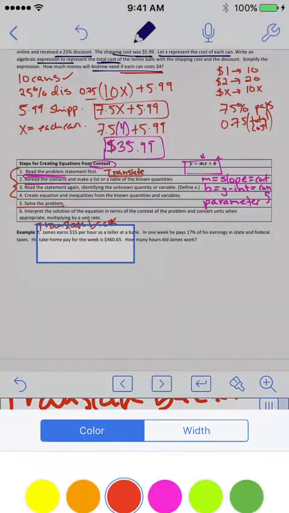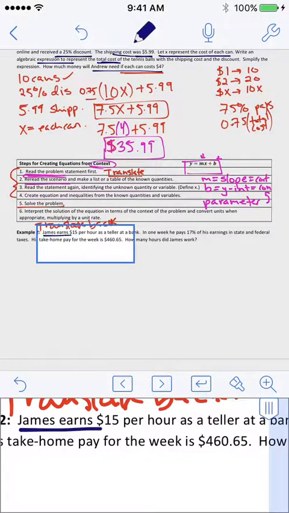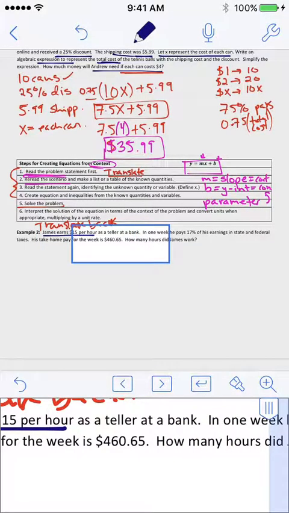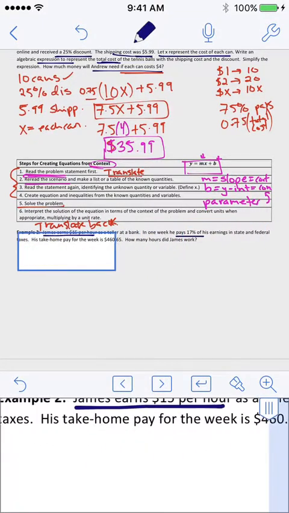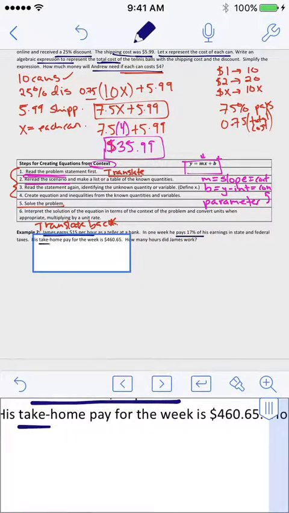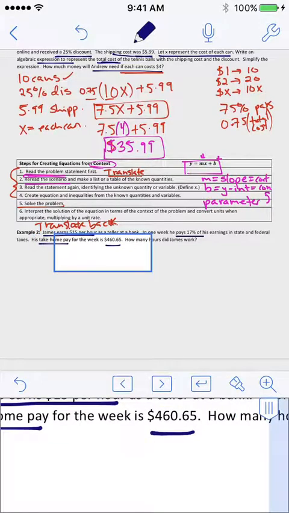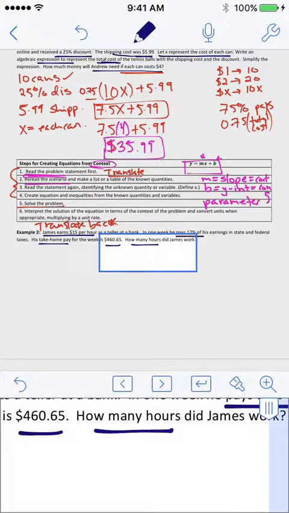So let's go through and underline them. James earning $15 an hour, that sounds pretty important. The fact that it's as a bank teller, probably not as important because we didn't hear anything else about bank tellers, right? In 1 week, he pays 17% in state and federal taxes, and then his take-home pay was $460.65. How many hours did James work?